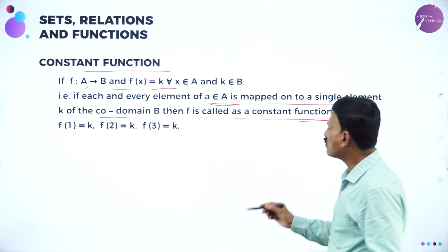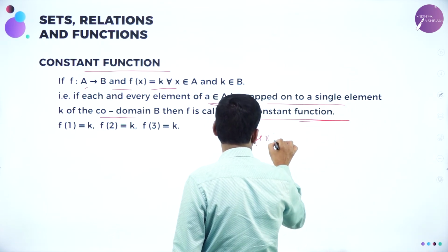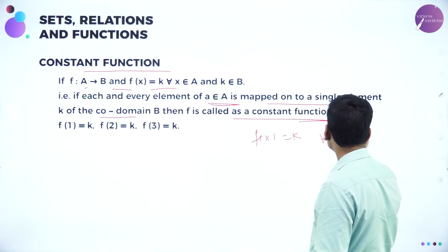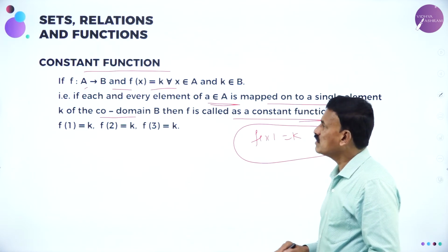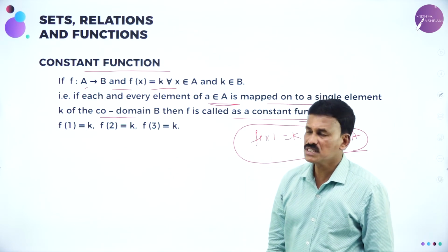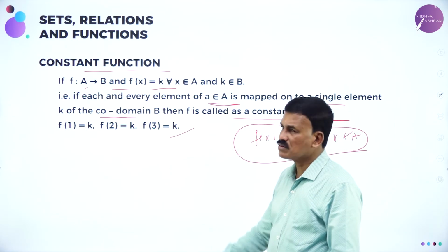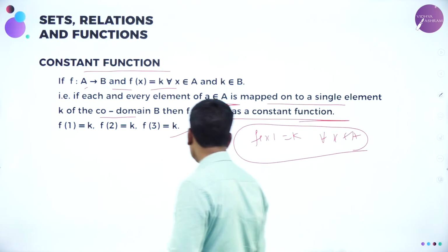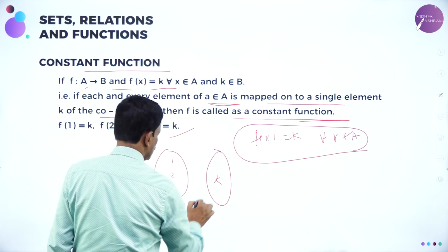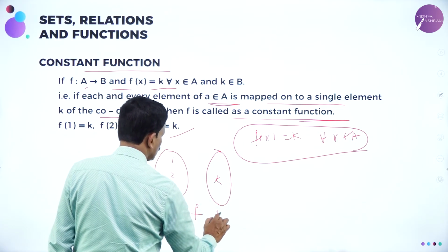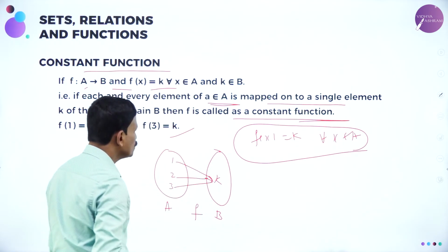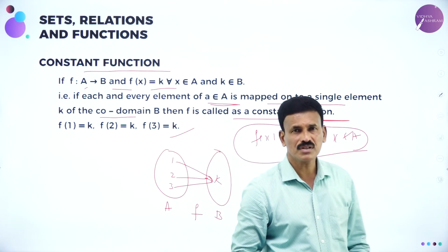So, that is denoted as f of x is equal to k for all x belongs to A, and it is called a constant function. Now, let us take for example, f of 1 is equal to k, f of 2 is equal to k and f of 3 is equal to k is an example for a constant function. Suppose A contains 1, 2, 3 and B contains k, this is the function A to B, that is 1 to k, again 2 to k and 3 to k. So, therefore, this is a constant function.